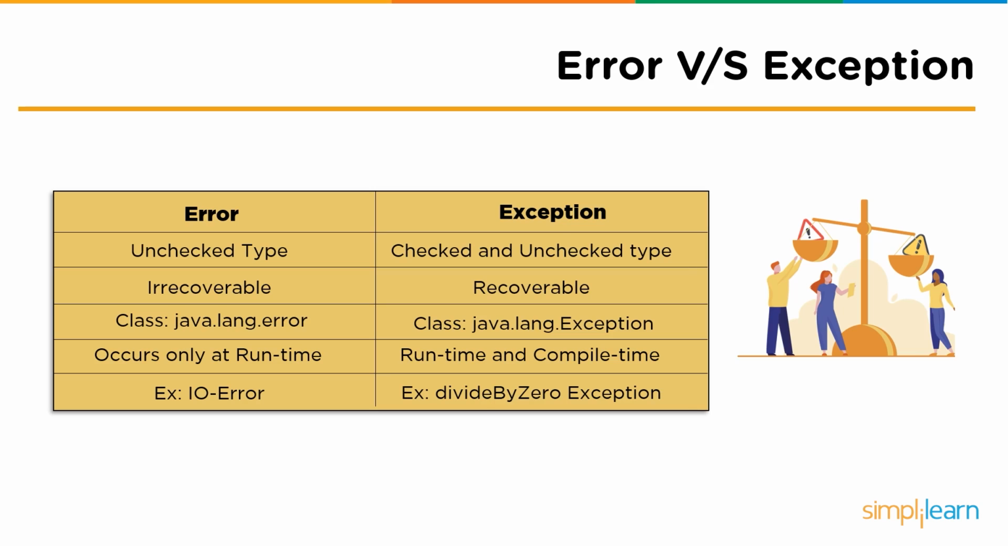Finally, we will mention an example for both an error and an exception. We can consider the input and output error as an example for error, and on the other hand, we can consider divide by zero exception as an example for exception. So with the differences discussed, we will now move ahead and have a look at the exception hierarchy in Java.